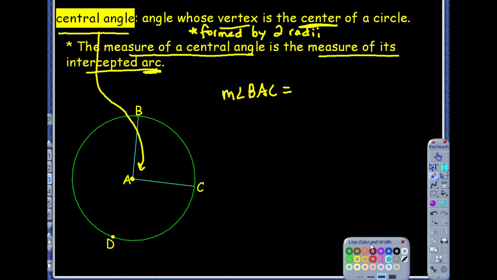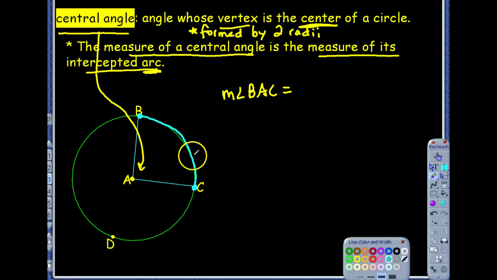Now, an arc is basically a part of a circle, okay? It goes from one point on a circle to another point on the circle. Now, notice the intercepted arc we're talking about, because we could have an arc in here, but it is the points that make up that arc that actually intersect with that central angle, okay? So this is the intercepted arc here.